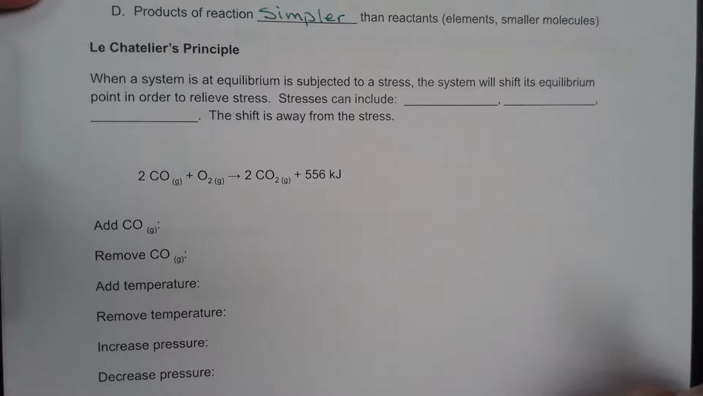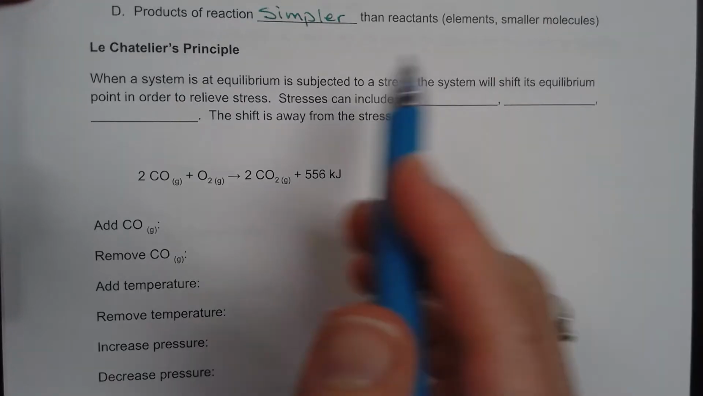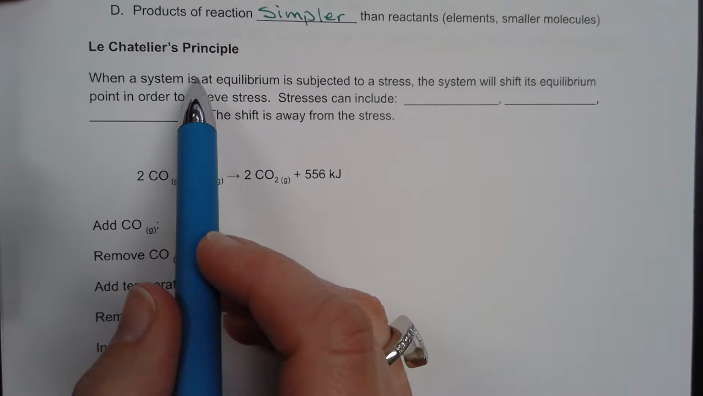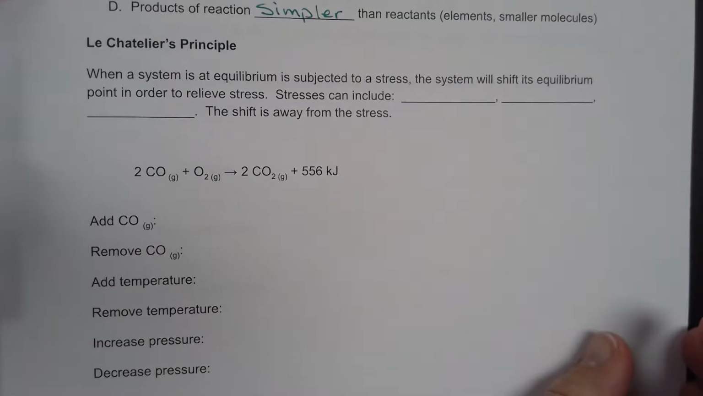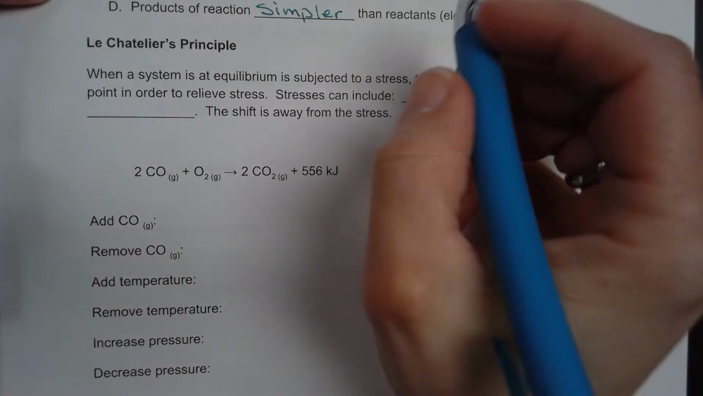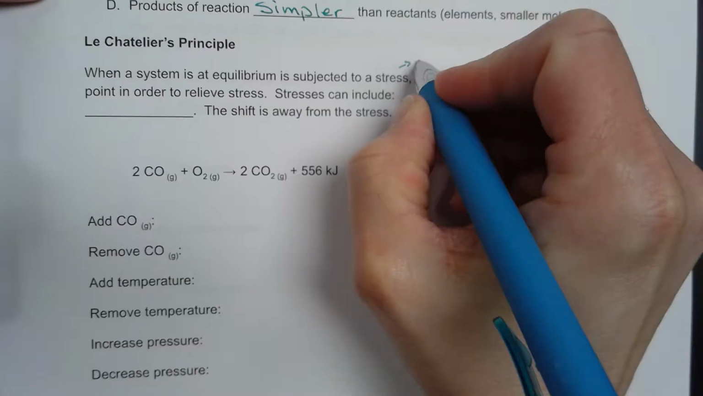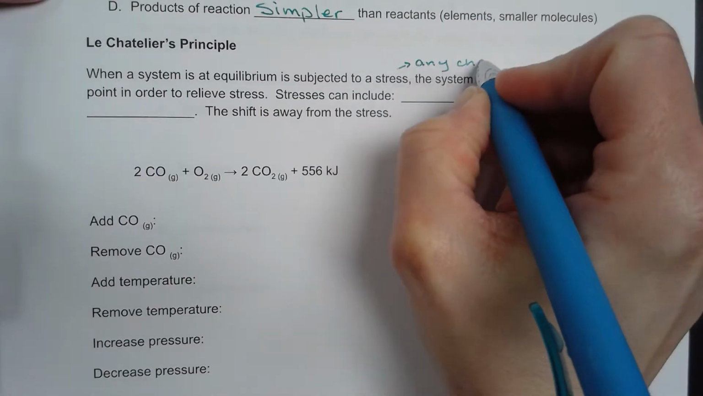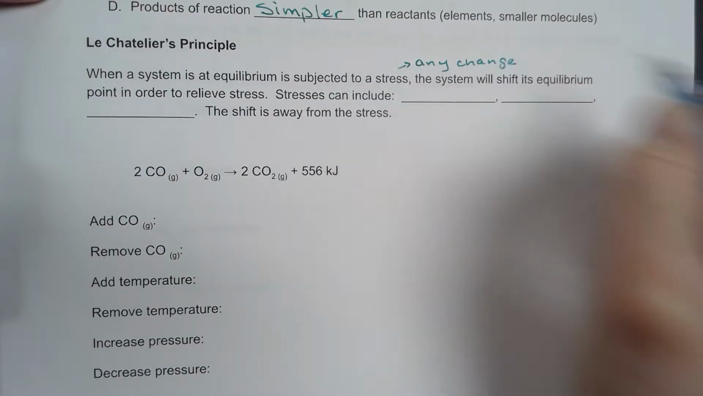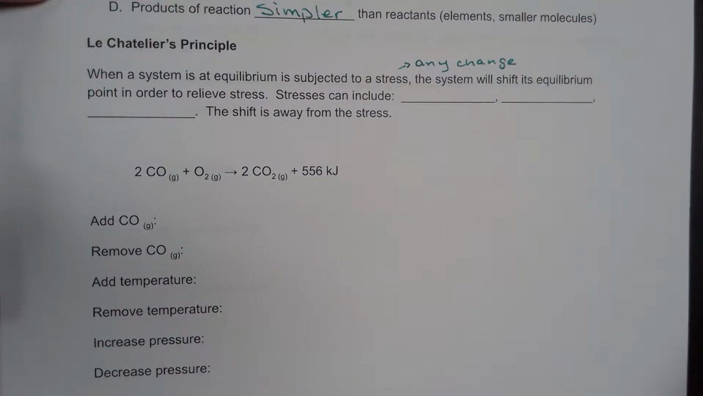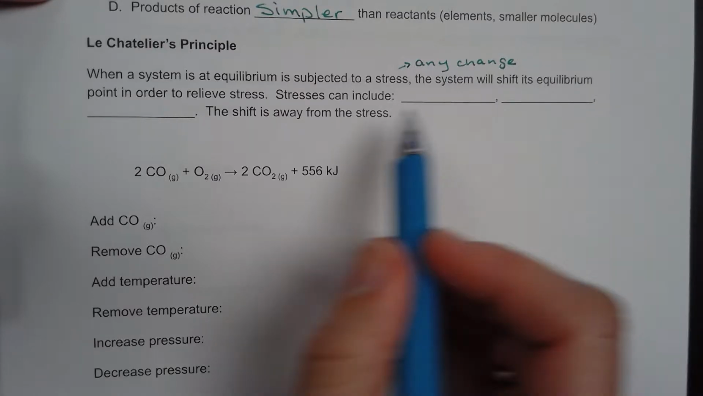Le Chatelier's Principle in the kinetics unit. When a system is at equilibrium, it is subject to a stress. A stress is any change. We can change the pressure, we can change how much there is, we can take something away. Any change to that reaction, then the system will shift its equilibrium to relieve that stress.